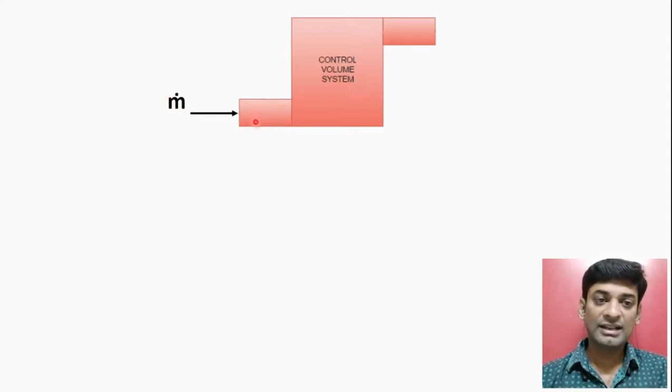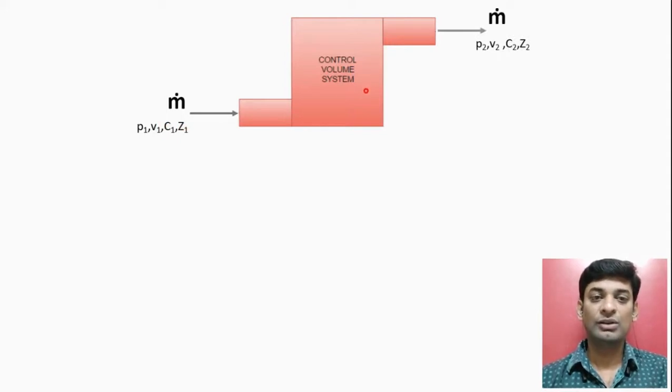system. At inlet condition, I am considering four important parameters, that is pressure, specific volume, velocity and datum head. Similarly, at output section, I am considering the same pressure, specific volume, velocity and datum head. At inlet section, the naming is suffixed with 1. At outlet section, it is suffixed with 2. So, P1, V1, C1, Z1 is inlet section. P2, V2, C2, Z2 is outlet section.